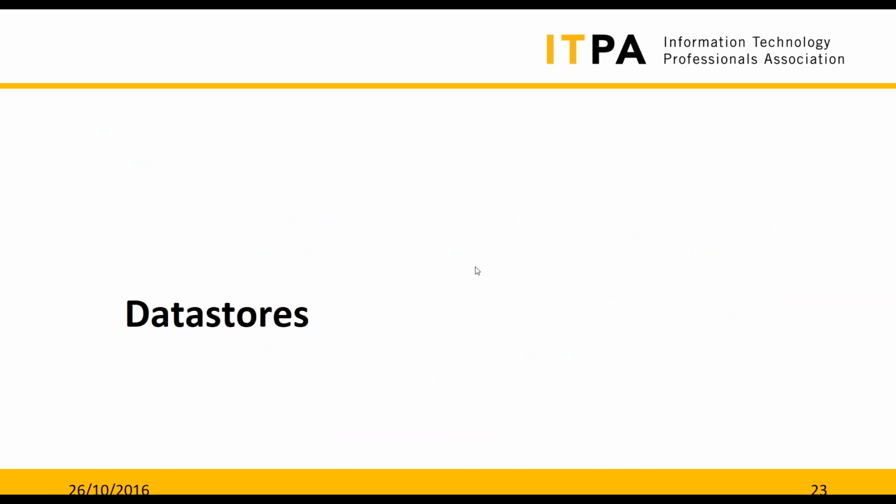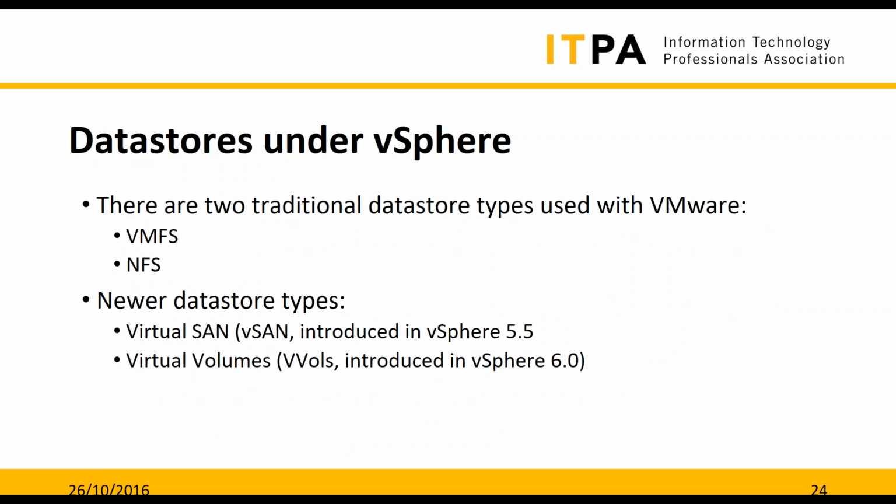So, data stores. There are two primary data stores that have been used traditionally under VMware, and they are VMFS, or the VMware file system, and NFS, or the network file system. There are, since 5.5, two new data store types. Virtual SAN, or vSAN, which I've just mentioned before, requires flash storage, and was introduced in vSphere 5.5. And also virtual volumes, or vVols, which were introduced in vSphere 6.